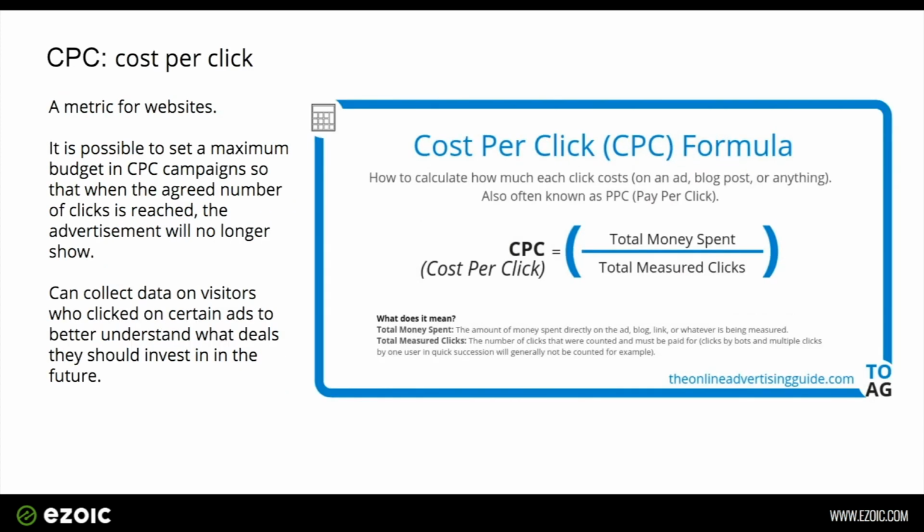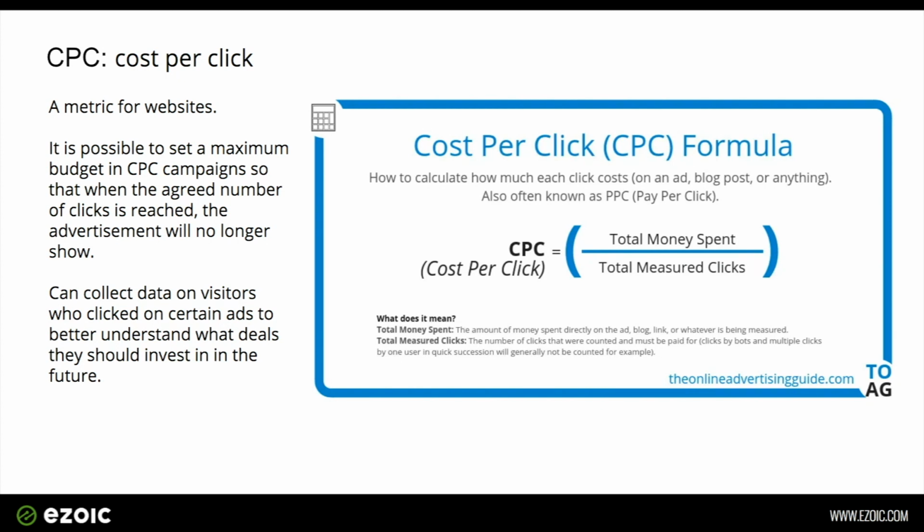CPC is cost per click. And this is a metric for websites. It is possible to set a maximum budget in CPC campaigns so that when the agreed number of clicks is reached, the advertisement will no longer show. So this is kind of a safeguard for advertisers if they don't want to spend more money than a certain amount, and they can agree upon a certain amount of clicks and then the ad will shut off.